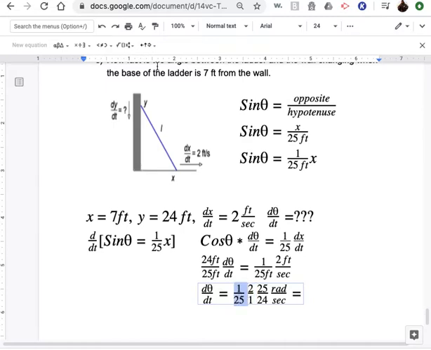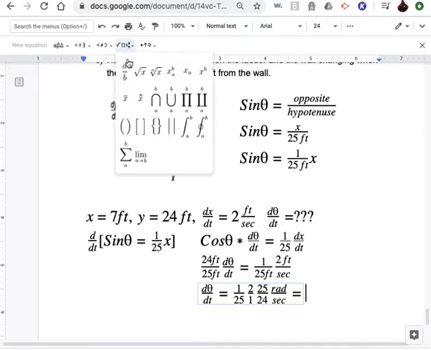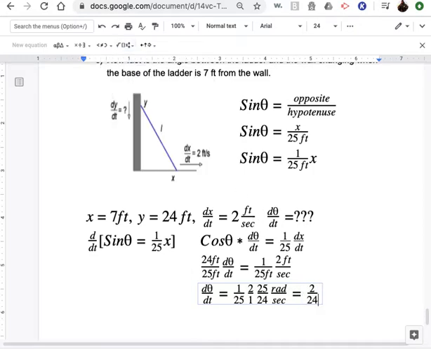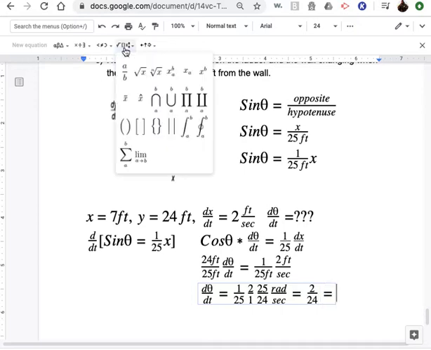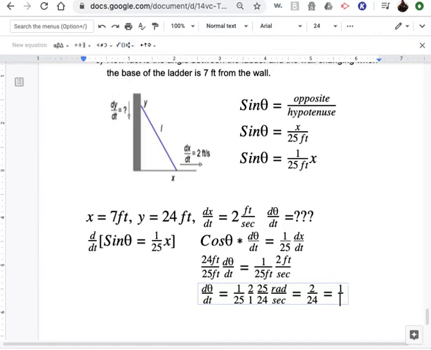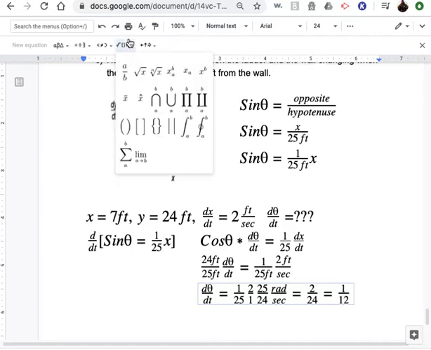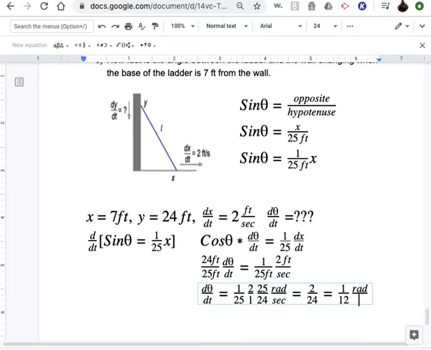I was going to do a strike through on the 25s, but it won't let me do that. The 25 and the 25 will cancel out. We'll be left with 2 times 1 and 1 times 24, so 2 over 24. We'll throw that in as a fraction first: 2 over 24 equals the fraction 1 over 12. And our units are radians per second. And that is our final answer, 1 over 12 radians per second.